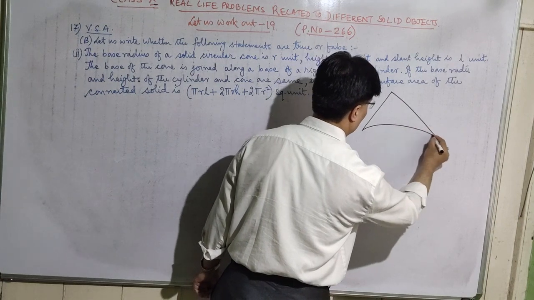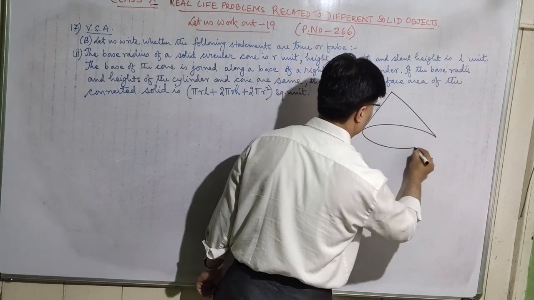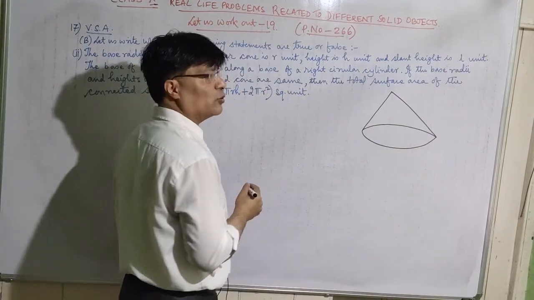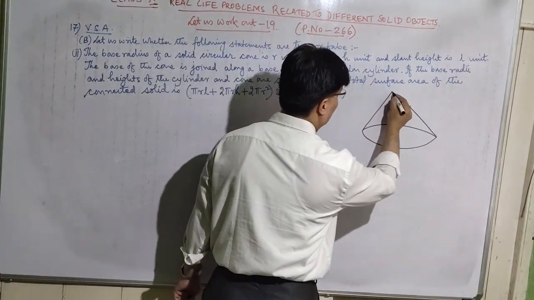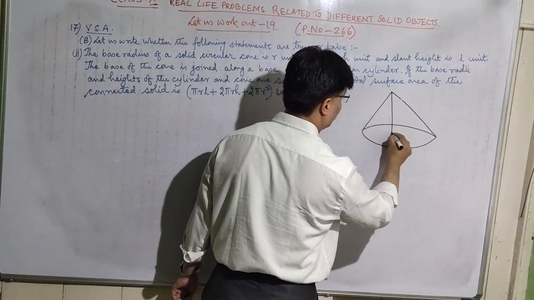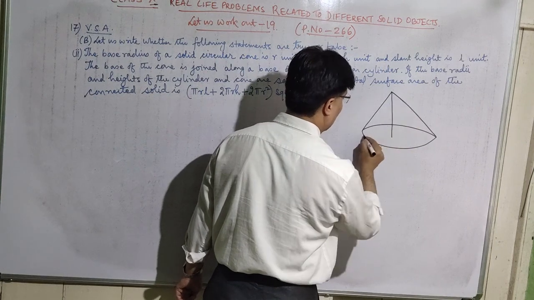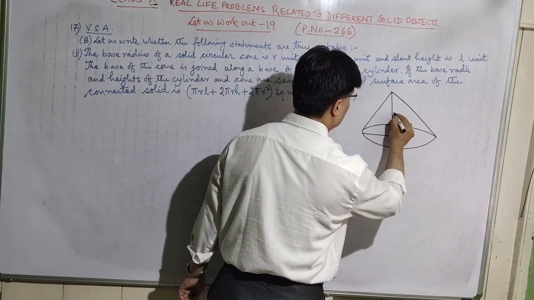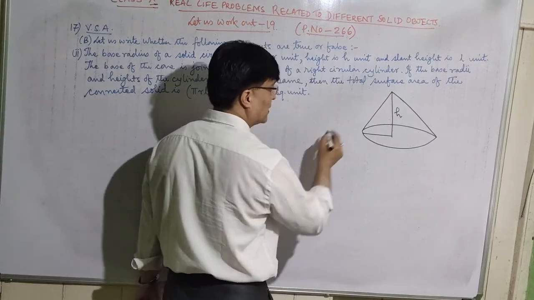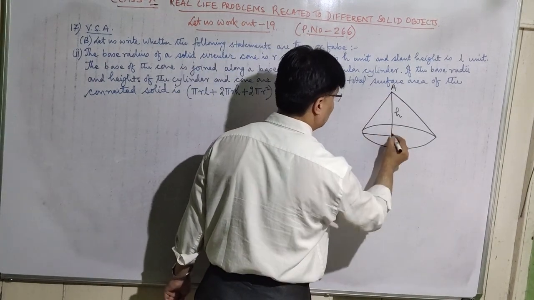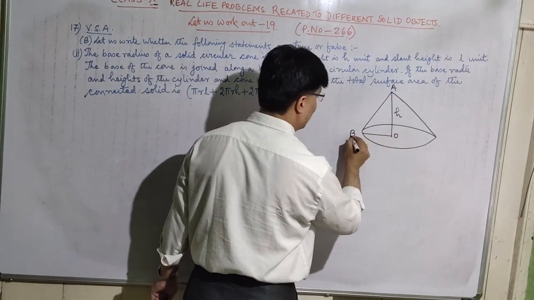This is a solid cone, right? So now this is the height of the cone. This is H, right? Suppose this is A, this is O, and this is B.